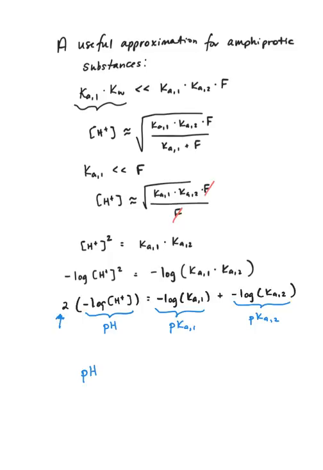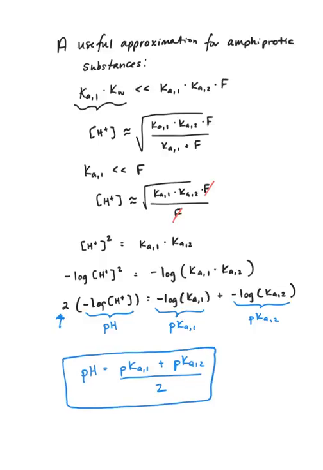A useful approximation for amphiprotic substances is that the pH of a solution prepared from an amphiprotic substance of substantial concentration, where the formal concentration of our substance is significantly larger than the Ka value for the first deprotonation event for that substance, is this equation. The pH of our amphiprotic solution is pKa1 plus pKa2 divided by 2.